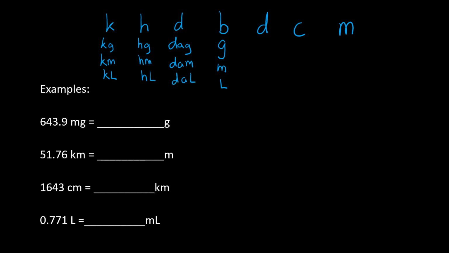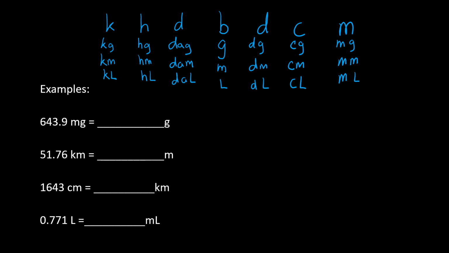Deci is just the D, so it's DG, DM, DL, centi is C, so centigram, centimeter, and centiliter. And then milli, so that's 1,000 times smaller than the base, is just an M. So milligram, millimeter, and milliliter. Each of these different prefixes is a factor of 10 different than the one next to it. So for example, kilo is 10 times larger than hecto, and centi is 10 times larger than milli. All right, so now let's go through a couple examples.